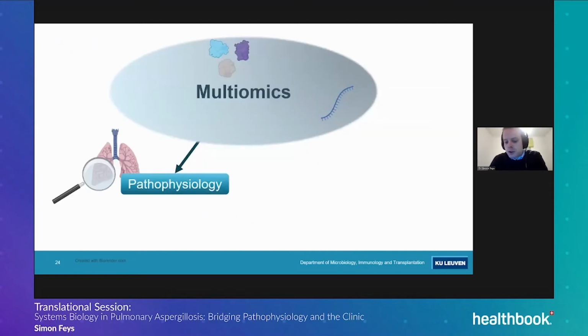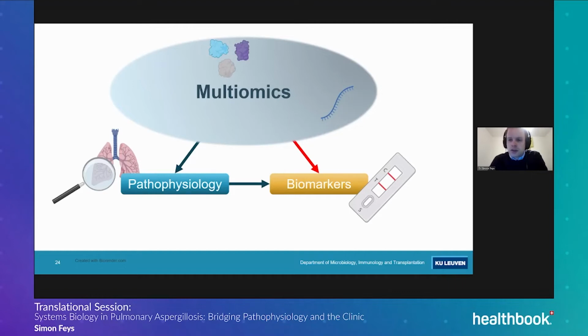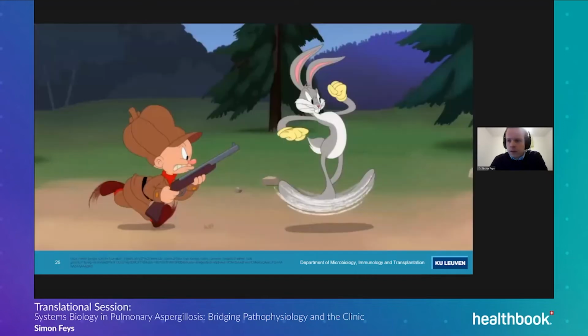I've talked about pathophysiology now and how multiomics can aid us in unraveling this. But as I've said, multiomics can also be used as an approach to find novel biomarkers for invasive aspergillosis in the ICU in influenza and COVID-19 patients. And the general dogma or paradigm that we have now in the clinic is that we are looking for the rabbit and not for the hunter. So the rabbit in this case is the Aspergillus species.